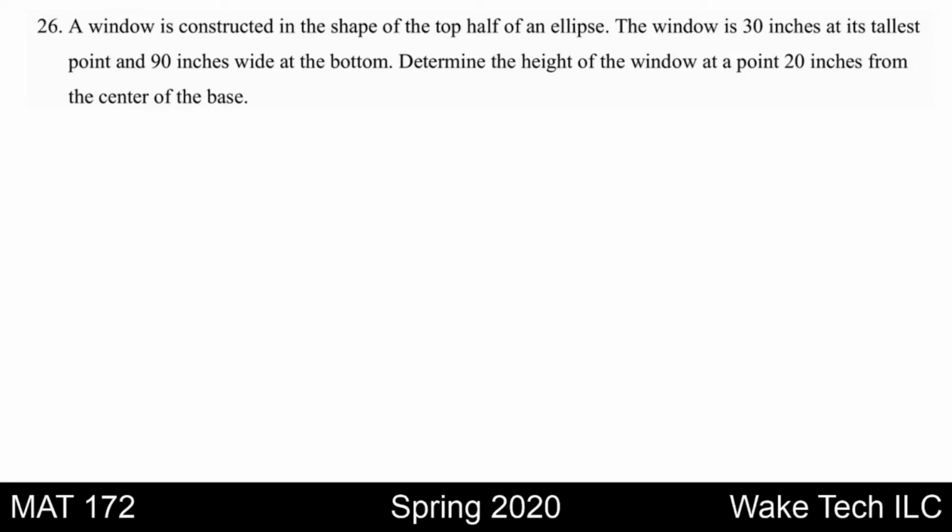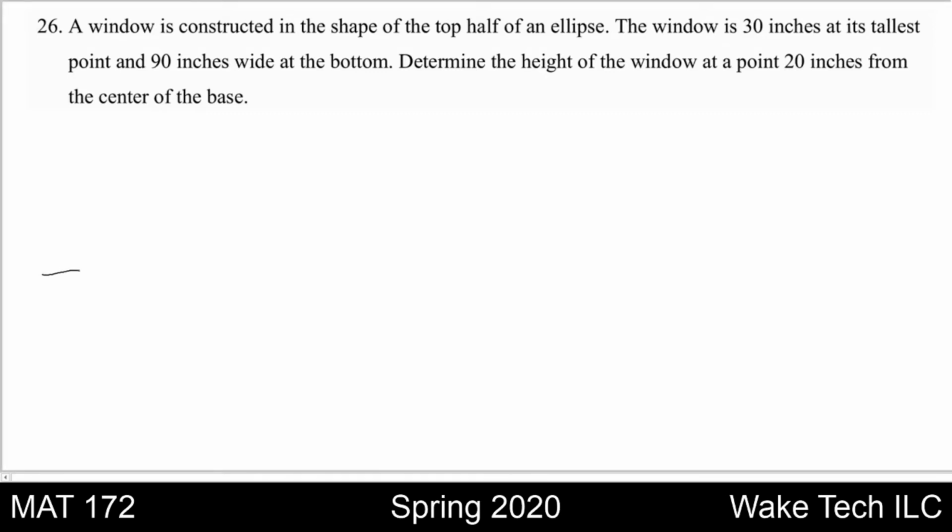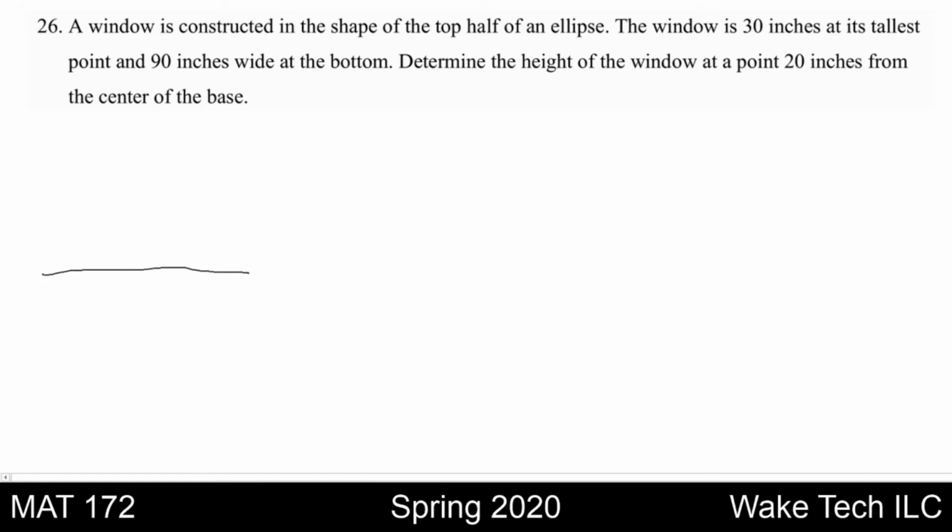One of the benefits of working with application problems is that oftentimes they're visual. We can draw a picture to represent what they're trying to represent. For instance, in this case, we have the top half of an ellipse as the window, so we can draw the window's base like so, and the ellipse.